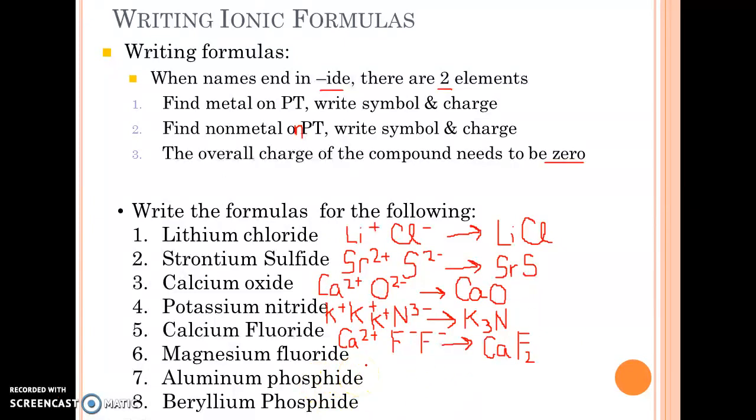Next we have magnesium fluoride. Magnesium is Mg. It's in group 2, so it has a +2 charge. And then I have fluorine again in group 17 with a -1 charge. This is exactly like the one we just did.